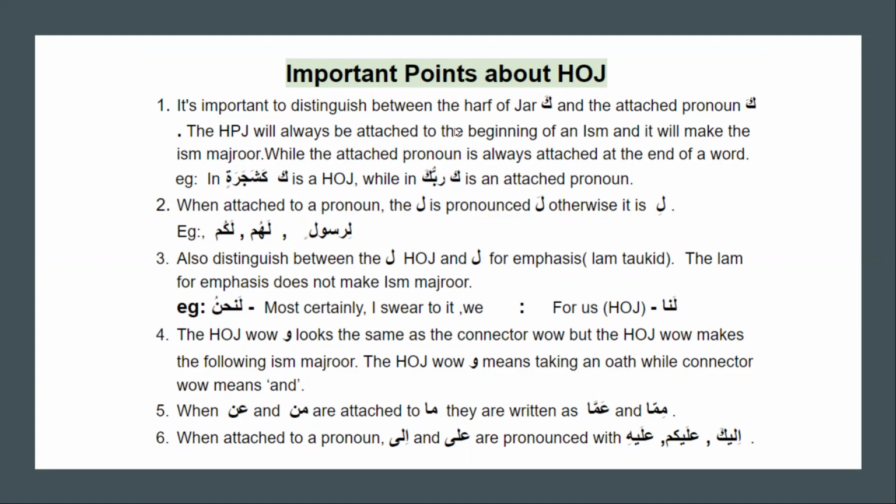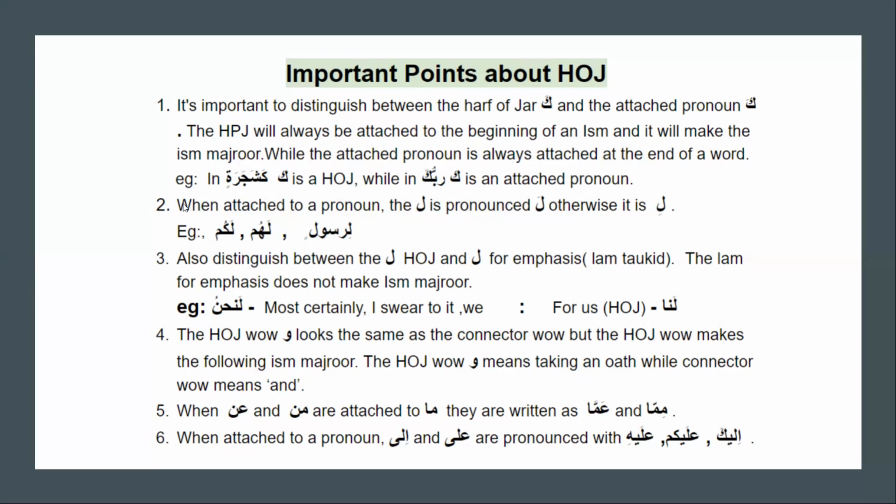So the harf of jar will always be attached to the beginning of an ism. We know that the harf of jar comes first. So if kaf is a harf of jar, then it will be attached to the beginning of an ism, and it will make the ism majroor. While the attached pronoun is always attached at the end of a word, like rabbuka, your Lord. So over here, this is a pronoun because it is attached to an ism and it is attached at the end of the word. And the harf of jar ka always comes at the beginning of the word, like kashajaratin, like a tree, like a branch.